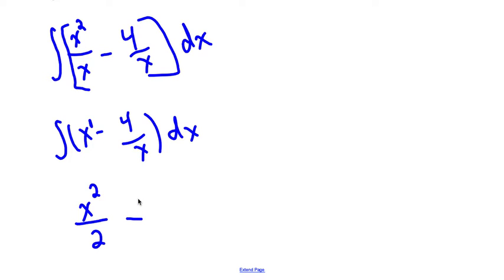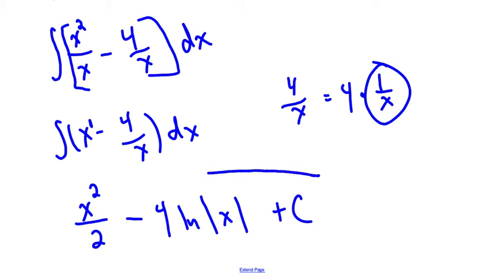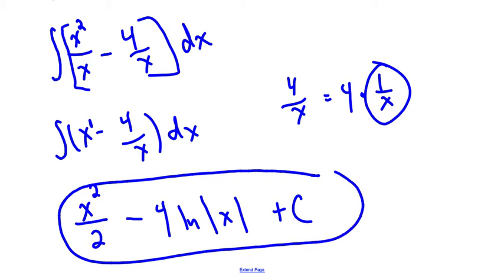Minus 4 is a constant, so I can take the 4 out, and I'm left with 4 over x, which is the same thing as 4 times 1 over x. So we can take that 4 out, and then the integral of 1 over x is just ln of the absolute value of x. Now we don't have any numbers on the integral, so we need a plus C. So this is your final answer for number 11.